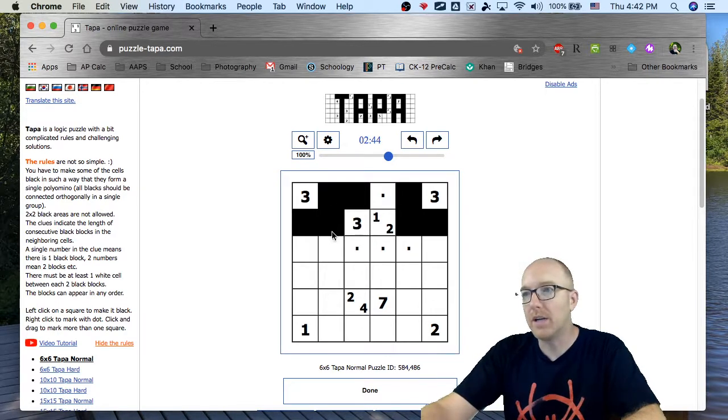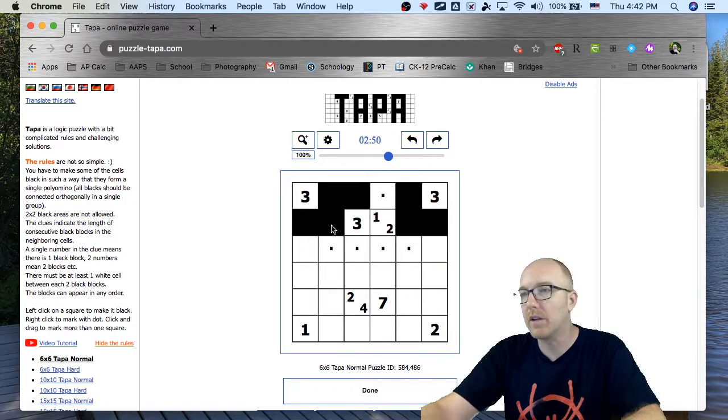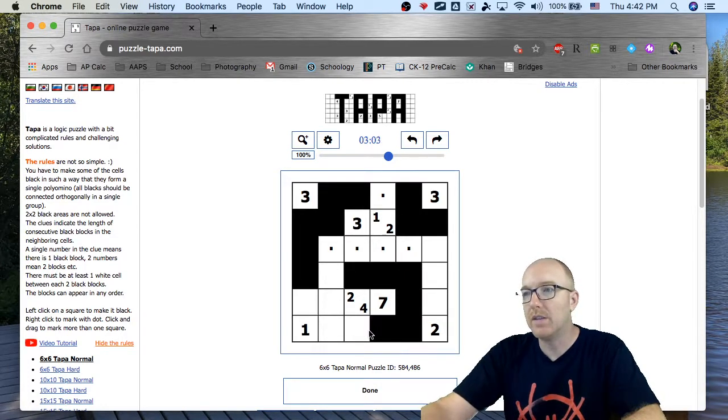This 3 is now done, and we can put a dot there. So I'm just doing a right click for the dot and a left click for the black. Now these have to connect, so I'm going to have to go around. These black sections will have to connect to each other. This is 7, and there's only 8 all the way around. So what do we know? 7s are nice, especially if you get a number like this right next to it.